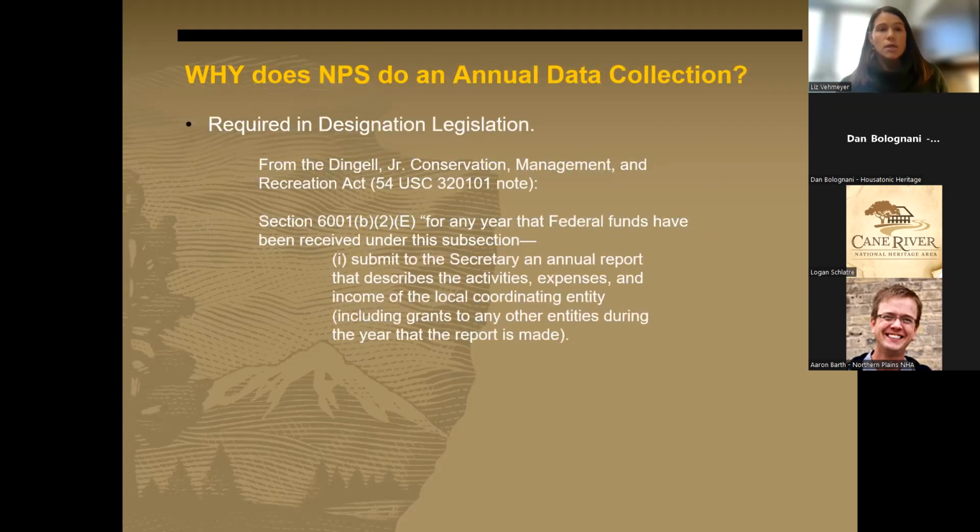So why do we do this? In your designating legislation, there are sections that refer to reporting on an annual basis, any years that receive federal funds. This is just an excerpt I pulled from the latest designation legislation, the Dingell Act from 2019, but it does note submitting a report to the Secretary that describes activities, expenses, and income of a reporting entity, including any grants, under that year that the report is made.